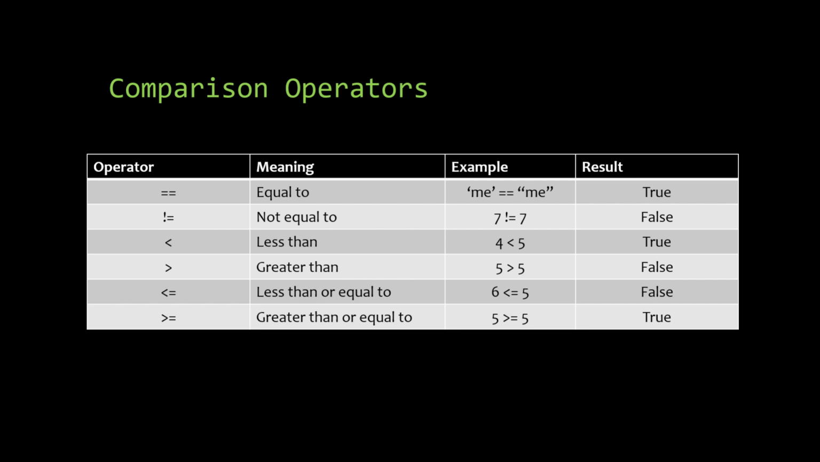Now, 4 is less than 5. Well, yes, that's true. Is 5 greater than 5? No, they're the same. So that's false. Is 6 less than or equal to 5? No, 6 is not less than 5. It's not equal to 5. So that would be false. And then finally, we have the greater than or equal. But 5 and 5 are the same. So yes, this is true.